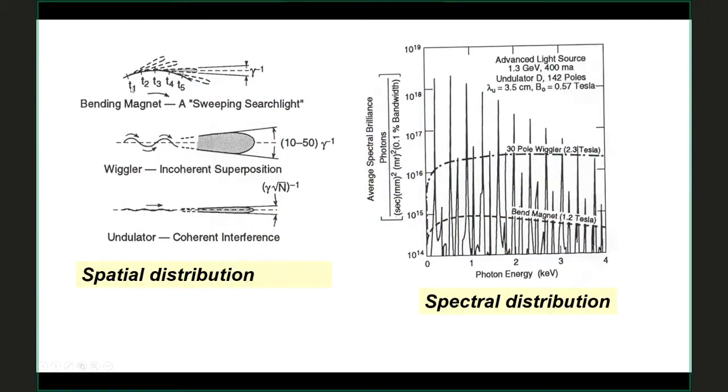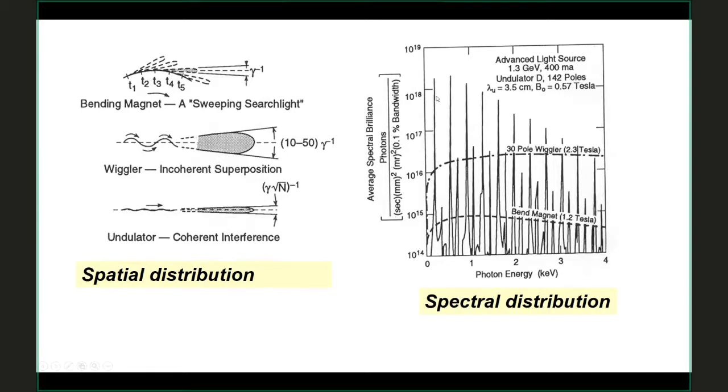So here's a schematic that shows the sweeping searchlight of a bending magnet, the incoherent superposition of a wiggler, and the coherent interference from an undulator with much smaller opening angle. And these are schematically the spectra. So a bend magnet is this solid line near the bottom here. The wiggler is up here. This is a log vertical scale. So if this wiggler has 30 poles, 30 magnets, it will be 30 times as intense as a bending magnet. And because the magnetic field is a little different, its energy spectrum is slightly different. If the magnetic field were the same, it would simply be 30 times more than a bending magnet.